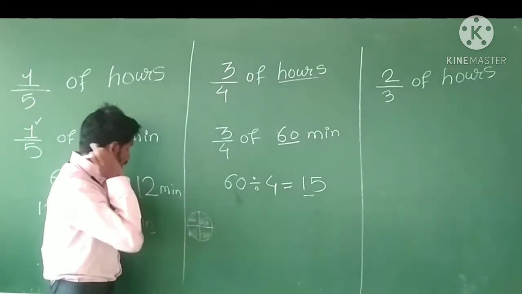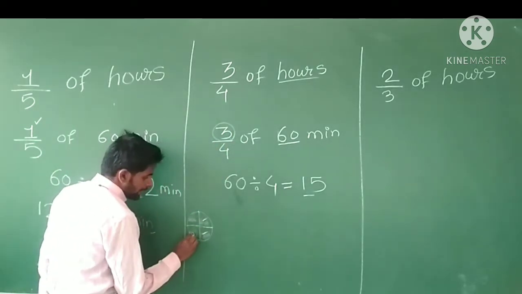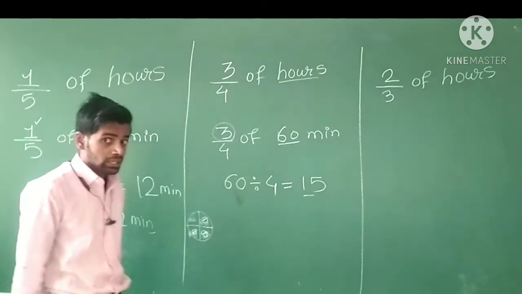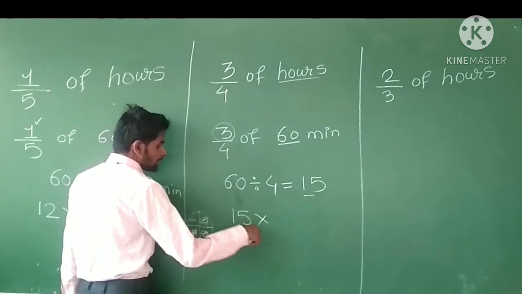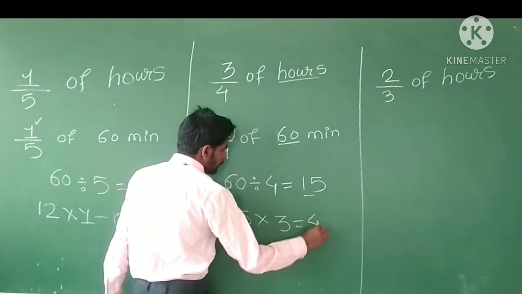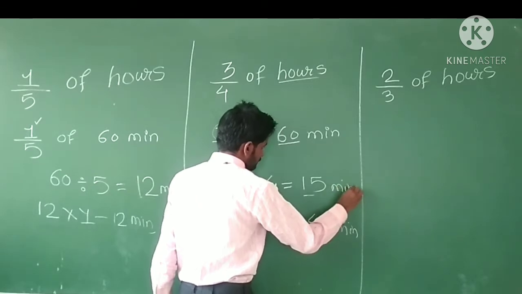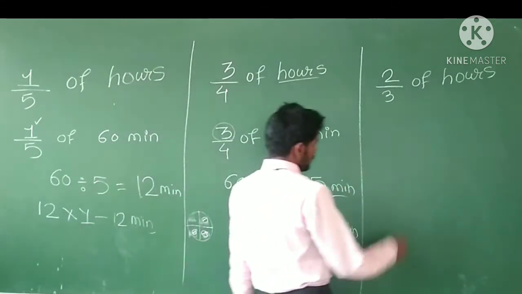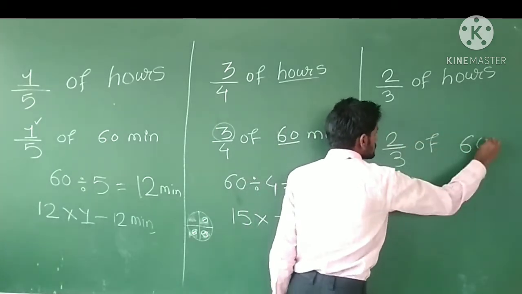Okay. Now how many parts do we want? 3 parts. 1 part, 2 part and 3 part. 15 plus 15 plus 15. Okay. That means 3 times 15. 15 multiplied by the numerator, which is 3. It is 45. So the answer is 45 minutes. I hope you understand. Now let's move toward the next question, which is 2 by 3 of 60.